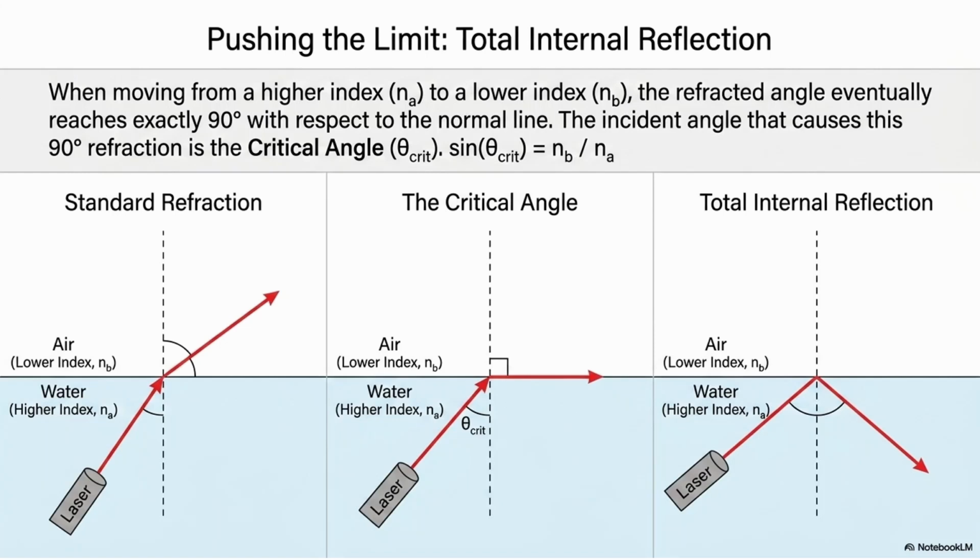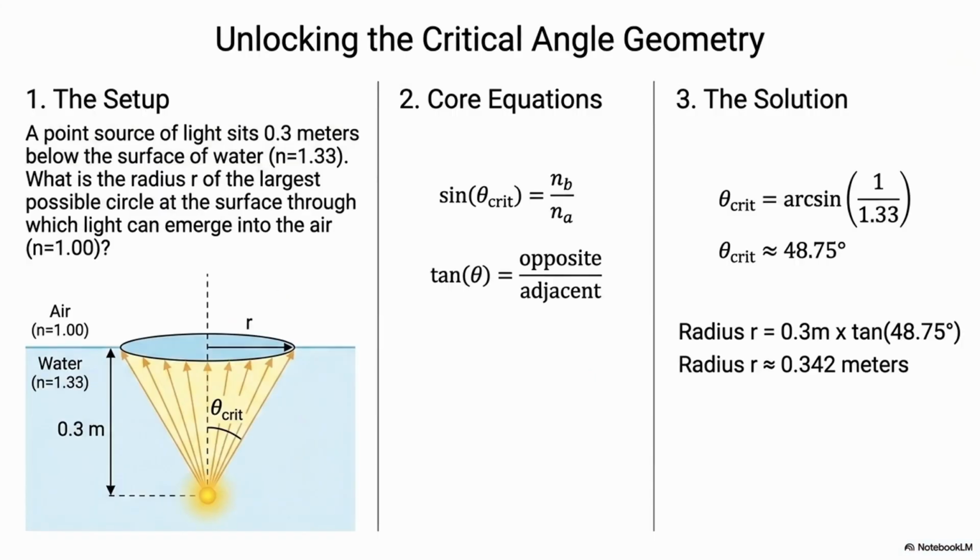Exactly. Moving to slide 11, Lab 3 calculates this. Imagine a glowing point of light sitting 0.3 meters below the surface of a pond. Because of the critical angle, which for water to air is roughly 48.75 degrees, the light can only escape through a specific upward-facing cone. And we can calculate the size of this cone. The slide takes the tangent of that 48.75 degree angle, multiplies it by the 0.3 meter depth, and gives us a radius of about 0.342 meters.